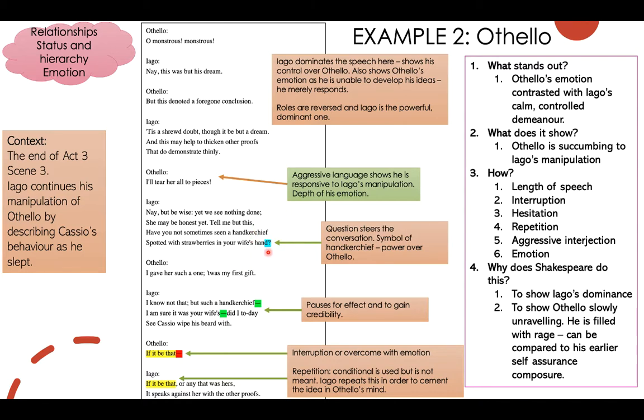Again, we have questions here like we had in the example that we just looked at, but they're different kinds of questions. These questions steer the conversation. He's asking a question about the handkerchief. He says, "Tell me about this. Have you not sometimes seen a handkerchief spotted with strawberries in your wife's hand?" It's a contrived question. He knows the answer already. But this symbol of the handkerchief repeats all the way through the play, and Iago uses it here to have power over Othello. He already knows the answer, yet he asks it anyway because he's drawing Othello in, steering the conversation. He's got power over Othello's reactions, and over where this conversation is going.